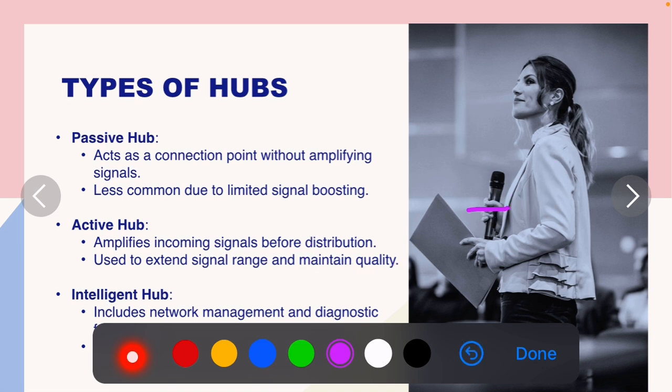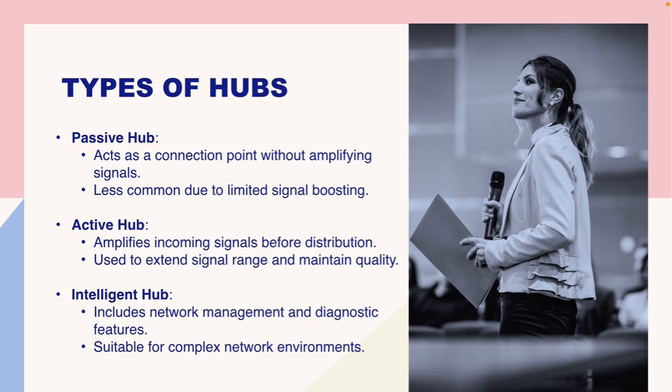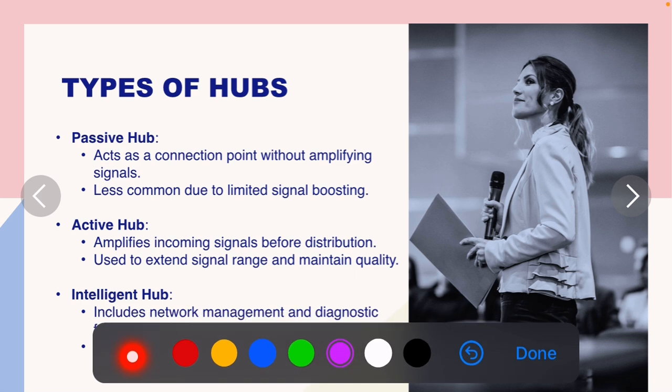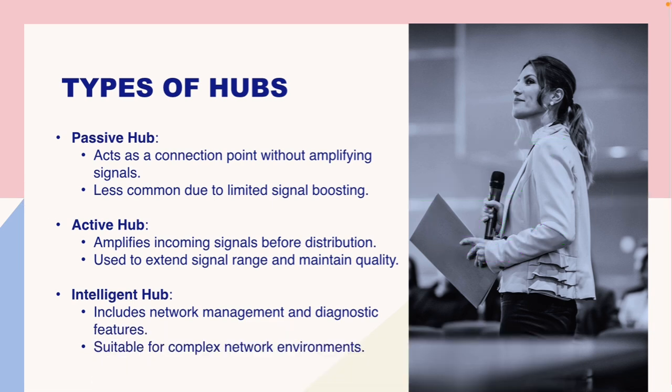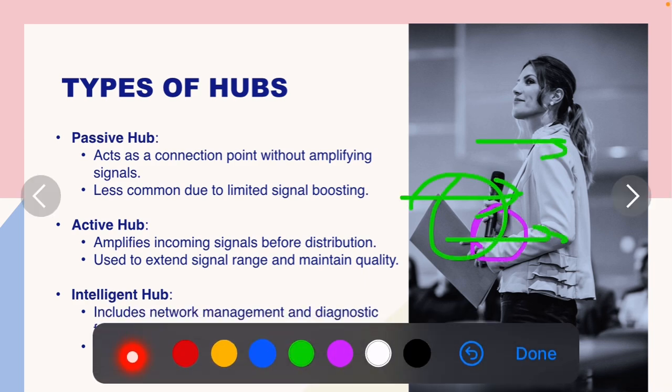The next one is intelligent hub, or we can say managed hub. It includes network management and diagnostic features. Means what? It offers features like monitoring traffic, controlling data flow, then configuring network settings. So this is the intelligent hub. It is suitable for complex network environments, so it is better.